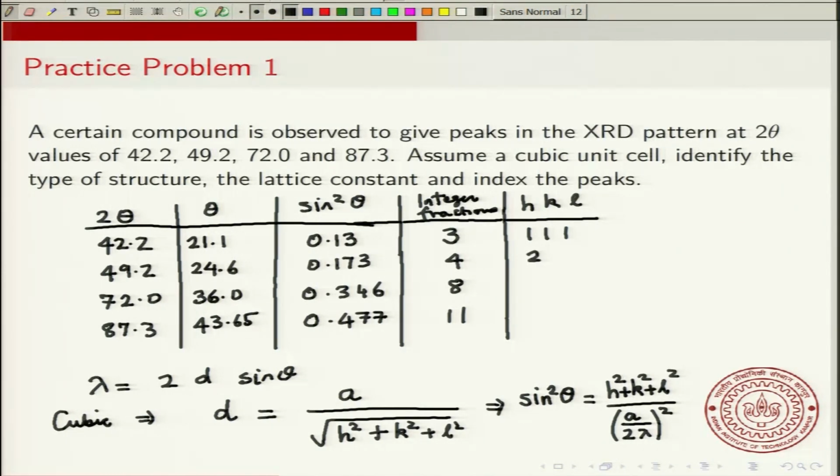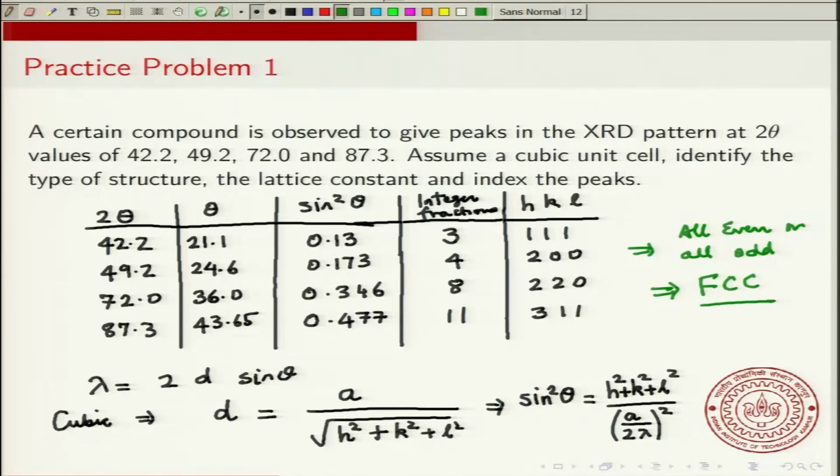Similarly, if it has to be 4, it has to be 2 0 0, or 0 2 0, or 0 0 2. This has to be 2 2 0, this has to be 3 1 1. So, we immediately see that they are either all even or all odd. So, this implies it is a face centered structure, and since it is cubic, it is a face centered cubic structure.